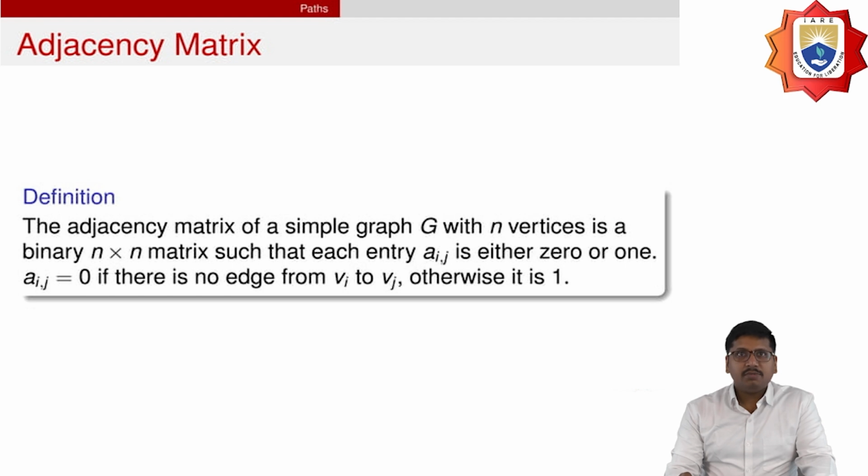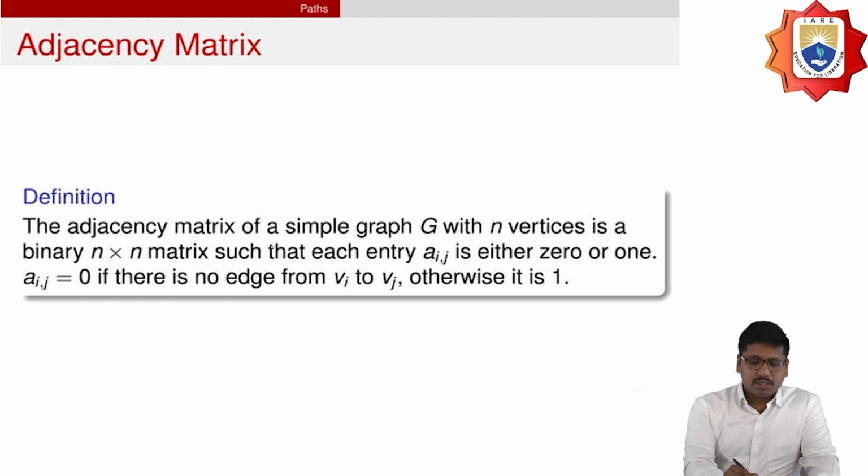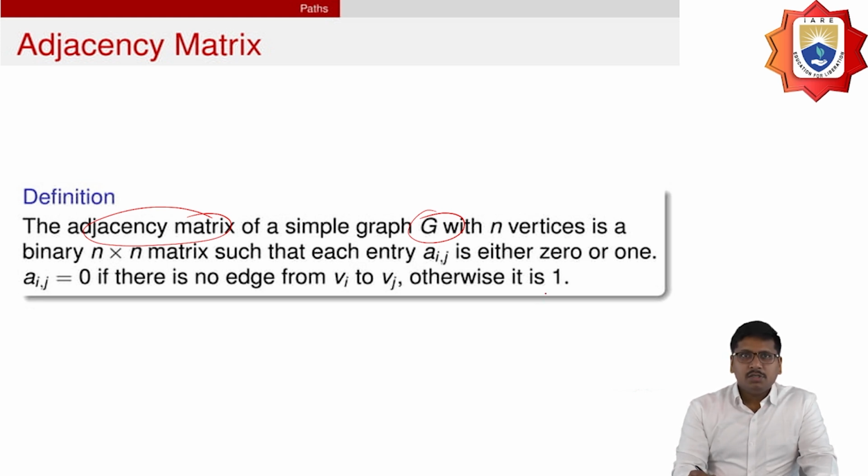And next one is the adjacency matrix. Normally we use the adjacency matrix to represent the vertices and the edges of the graph. Normally, this adjacency matrix is represented in the form of n by n, where the entry should be 0 or 1. a_ij equals 0 if there is no edge from vi to vj, otherwise it should be 1. So the adjacency matrix of a simple graph with n vertices is a binary matrix of size n by n, such that each entry a_ij is either 0 or 1. If it is 0, then there is no edge from vi to vj, otherwise it should be 1.